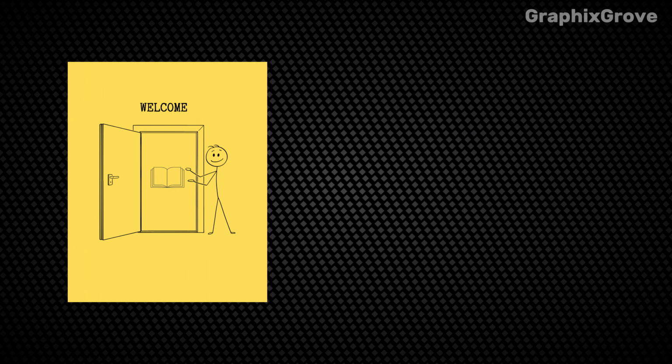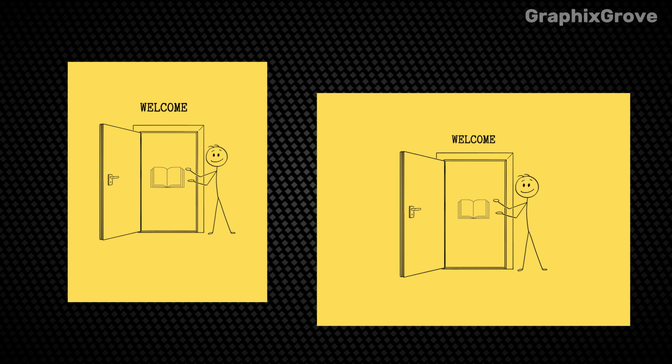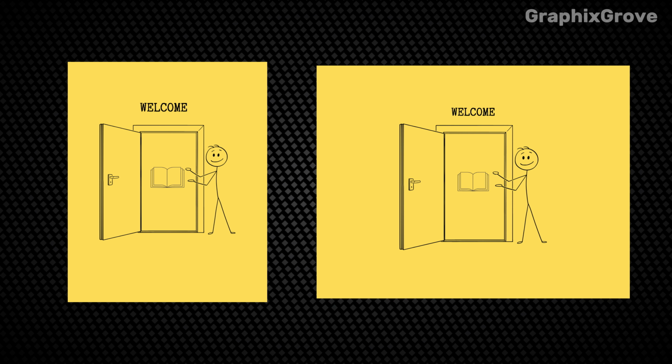Let's talk about something that can save a lot of frustration when designing in Canva: switching your design to landscape mode. Sometimes a layout just looks better wider than it does tall, especially for things like presentations, banners, or YouTube thumbnails.